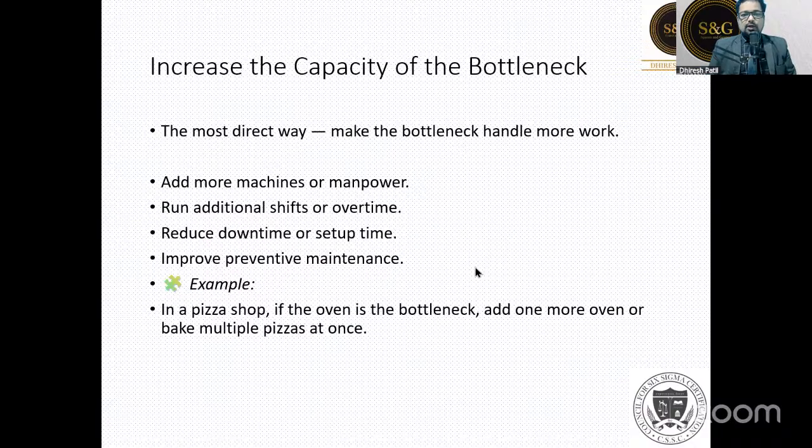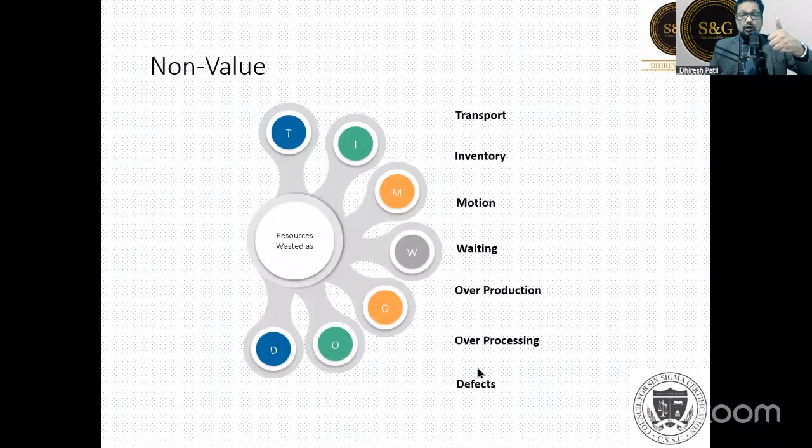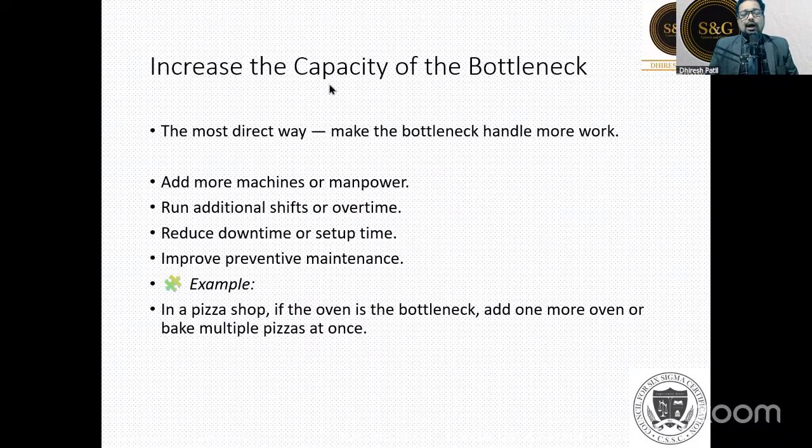Apart from that, you can work on the Timwood, how you can increase the capacity, identify transportation, inventory, motion, overproduction or processing, and remove all the Timwood, which is NVA, non-value added. This is one way of looking at it. Now, how can you do that? Increase the capacity of the bottleneck, as we have already seen.